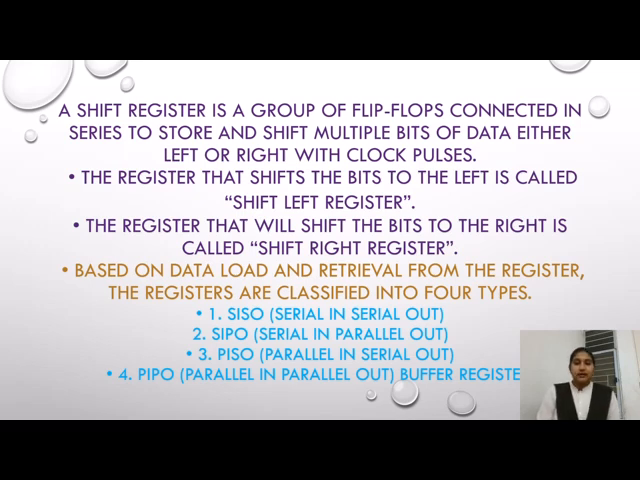The basic shift register definition: it is a group of flip-flops connected in series to store the data and shift the multiple bits from one region to another region, or one state to another state, with the connection of a clock.